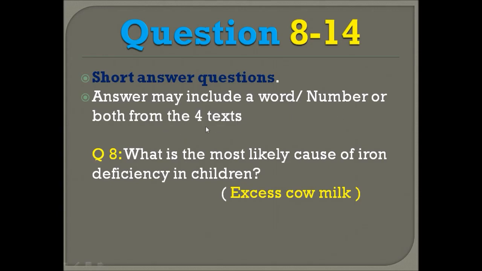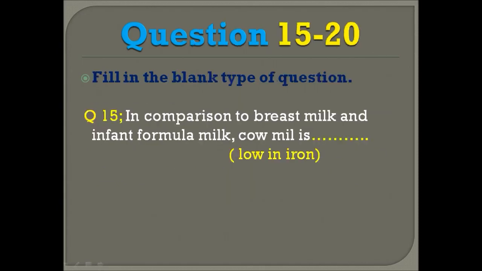from the 4 texts. So let me give an example. What is the most likely cause of iron deficiency in children? This is excessive cow milk. This answer will be given in your 4 texts. So be very vigilant when you are reading these 4 texts, so you can answer the questions very briefly and in a correct way.